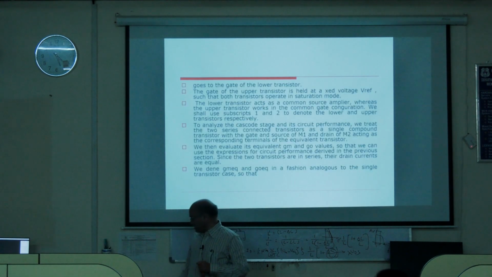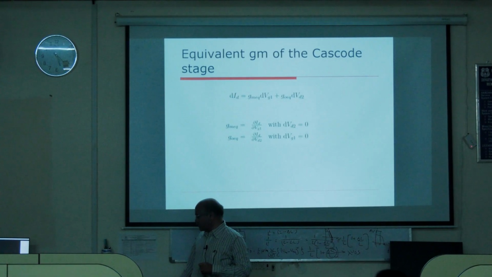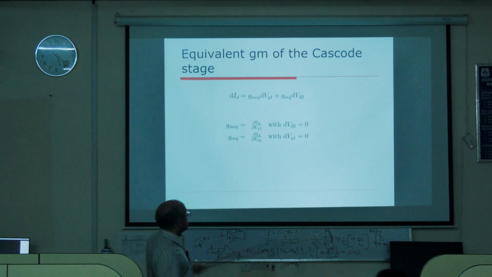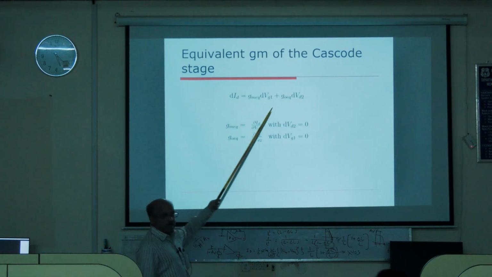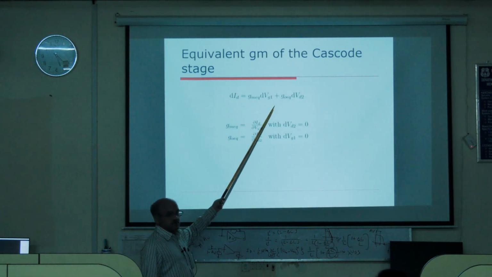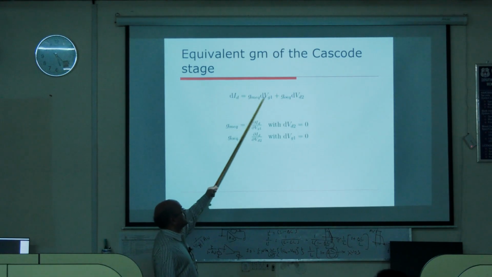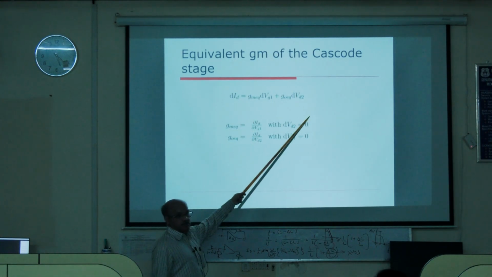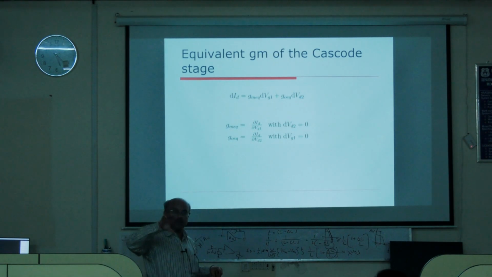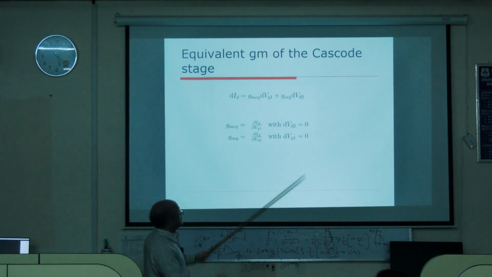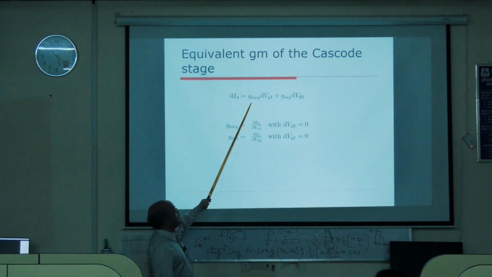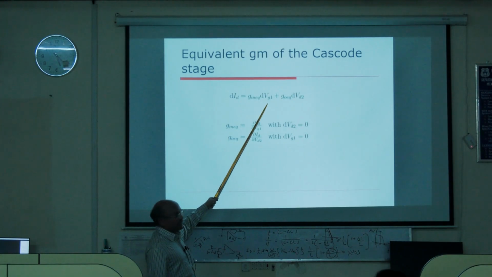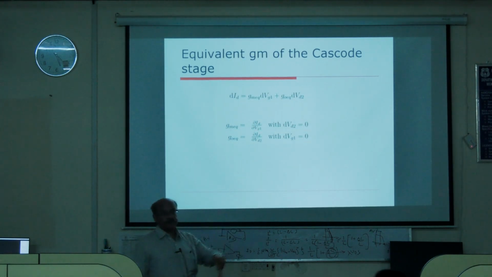Well, so again same story. Any current dID is a function of the transconductance, as a function of the gate voltage and the drain voltage. I am viewing these two as a compound transistor where input is being taken from Vg1, therefore it is Gm equivalent into dVg1 plus G0 equivalent into dVd2.